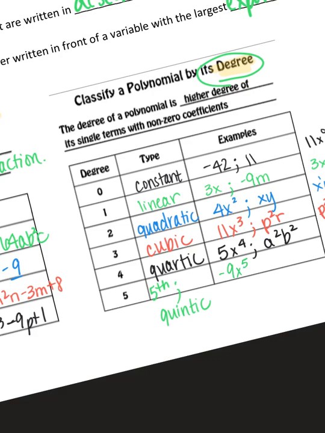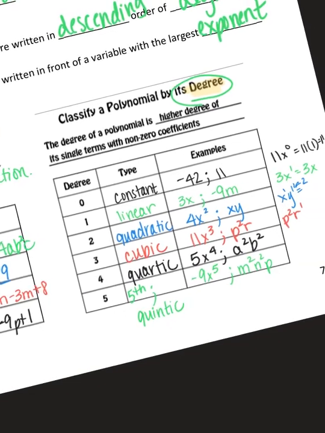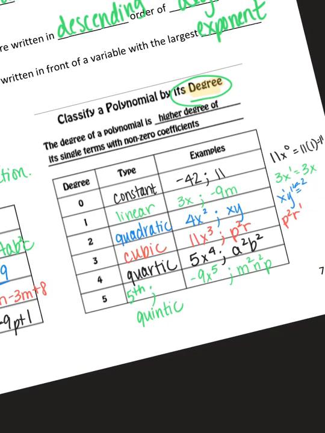So an example of a 5th degree polynomial might be negative 9x to the 5th. Or what if we have 2 variables or even 3 variables? Let's do m squared n squared times p. And p is to the first, so all of those exponents add up to 5, and that becomes a quintic or a fifth degree polynomial.